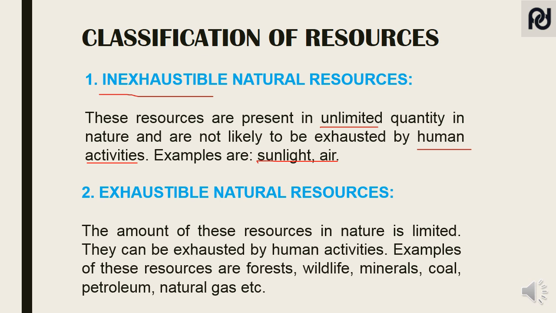Exhaustible natural resources, these are the opposite ones. The amount of these resources in nature is very limited. They can be exhausted by human activities, and examples are forest, wildlife, minerals, coal, petroleum, natural gas, etc. So this chapter is about coal, petroleum and natural gas. So what type of resources will it be? Yes, it will be exhaustible natural resources. So let's get started with the next part.